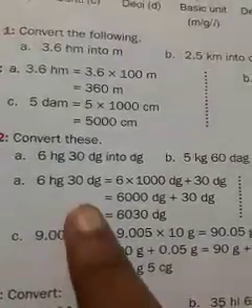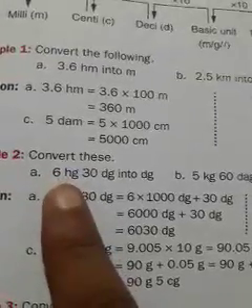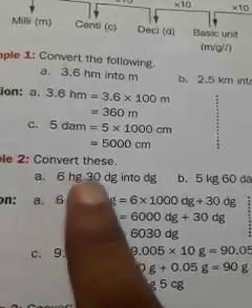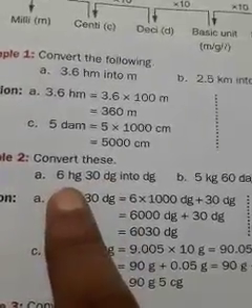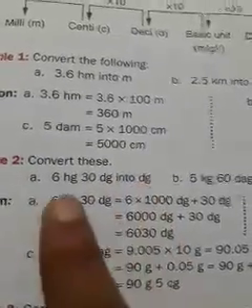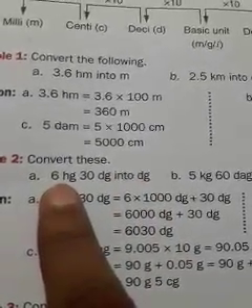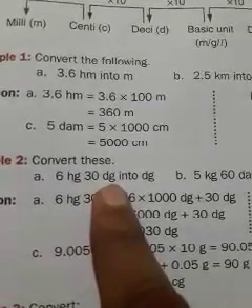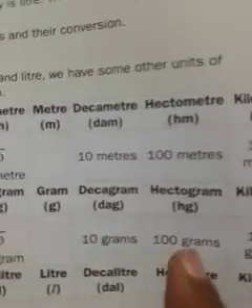Here also, if this one is mixed, it is not 6 hectagram only, it is 6 hectagram 30 decigram. Hectagram is there and decigram is also there, and you have to convert into deci. So hectagram is a bigger unit and decigram is a smaller unit, so you have to multiply. How many times? You have to look here, you have to learn here. 1 hectagram is 100 gram. So you have to multiply.